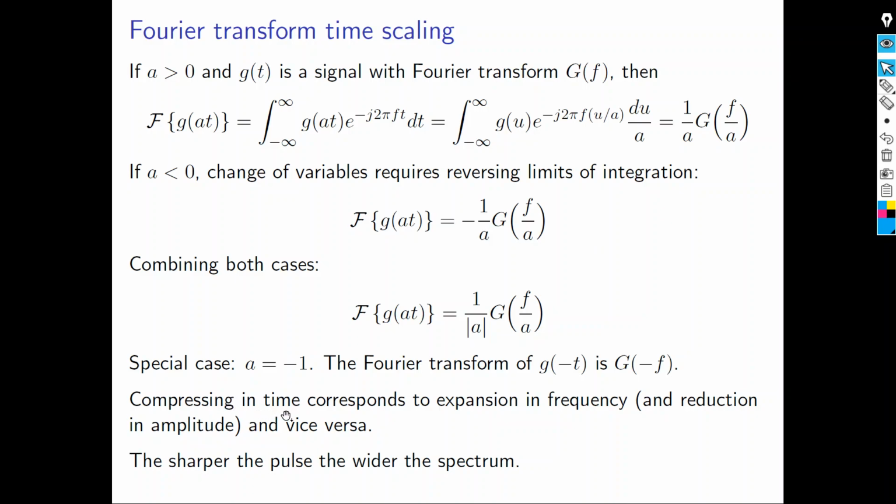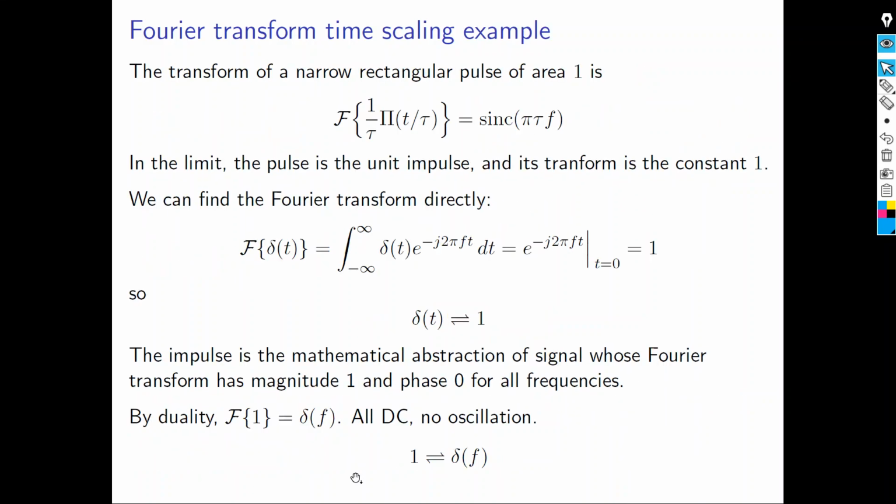So it's compressing in time corresponding to expansion of frequencies. This is what you want to know. If you compress your signal in time, you expand it in frequency. It expands automatically. If you compress it in frequency, it expands in time. So this is the relationship between them. The sharper the pulse, the wider the spectrum.